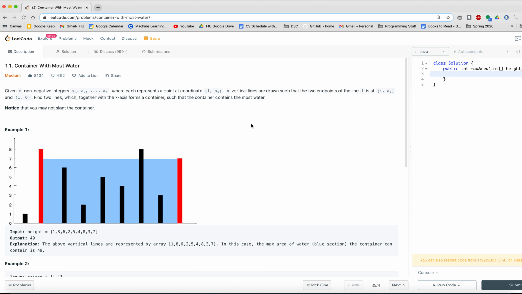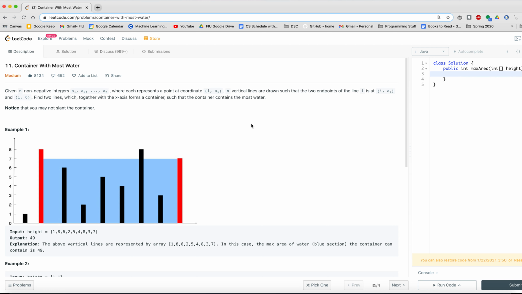Given n non-negative integers a1, a2, to an, which is just essentially saying you're given an array with a certain amount of numbers and they're all positive. Each represents a point at coordinate (i, ai), and vertical lines are drawn such that there are two endpoints of the line. Find two lines which together with the x-axis form a container such that the container contains the most water. So reading that problem statement doesn't really give you too much information off the bat for me personally.